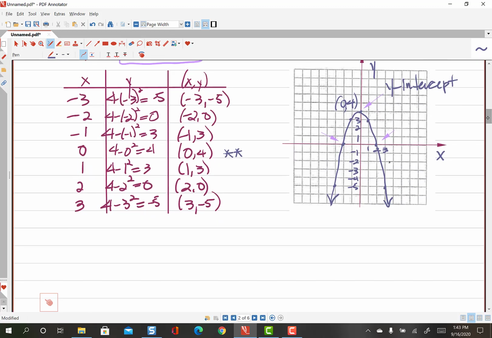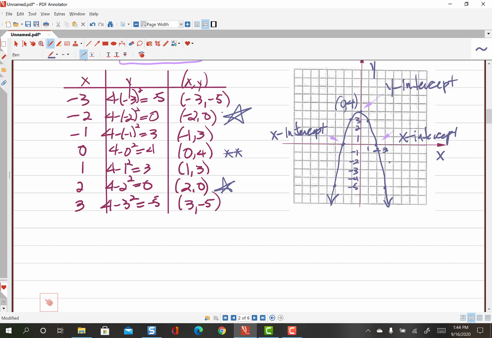Now, these here, this is an x-intercept, and this is an x-intercept. Okay, so in these two places, notice my y value is 0. So when you are crossing the x-axis, your y value is 0. Doesn't matter what you're graphing, that's always going to be the case.